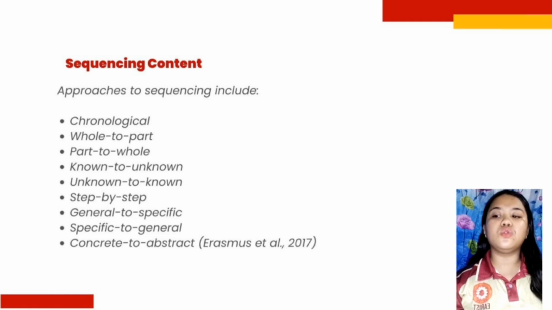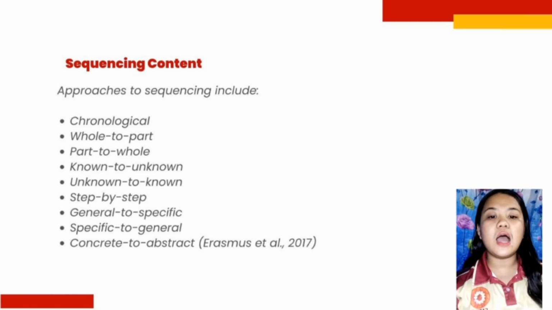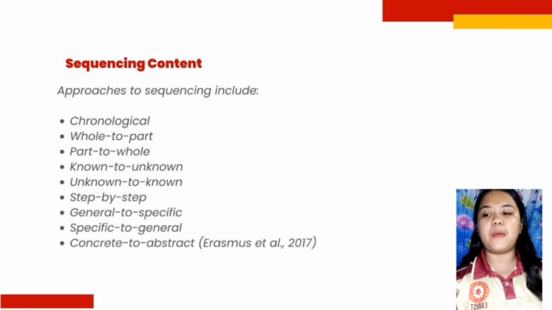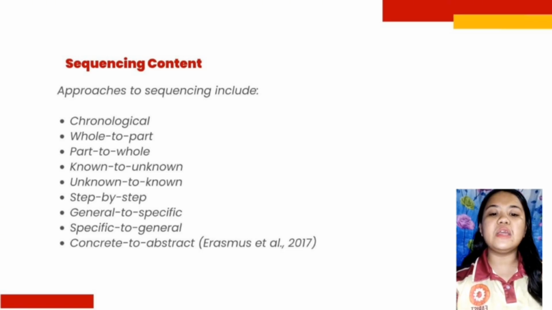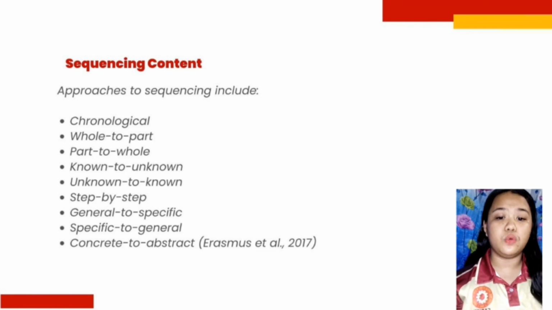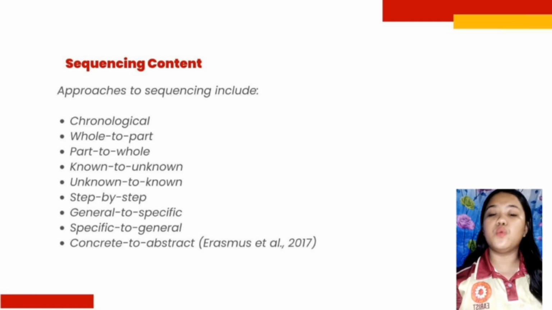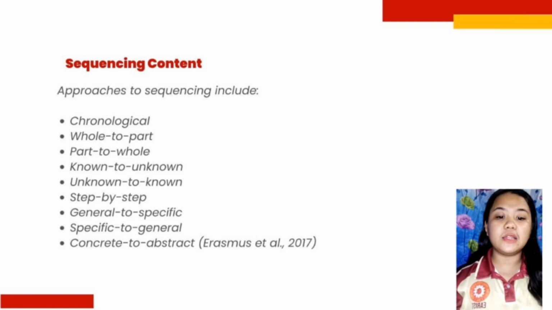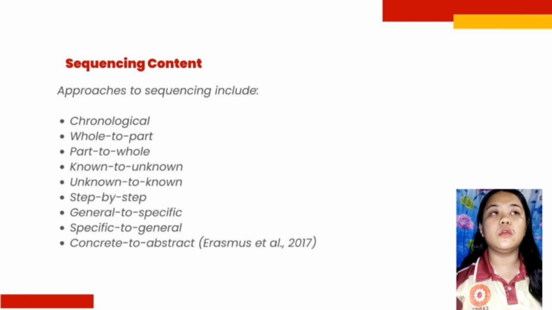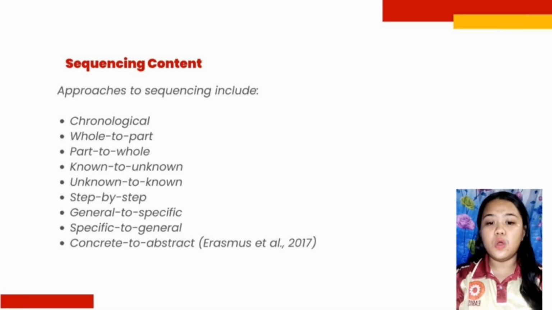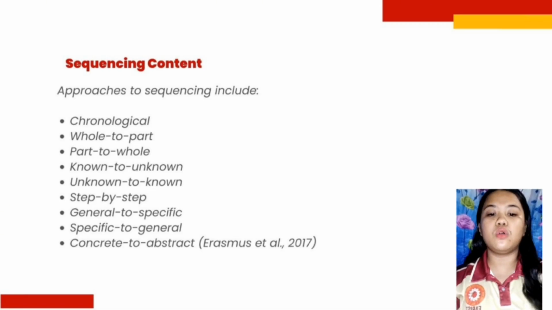So, we need to know the concept itself and we divide or discuss it into smaller parts. Then, third is part to whole. We need to teach them the small parts first, then combine them into a whole. So, part to whole is we take the parts of the concept and gather information to create a new concept.